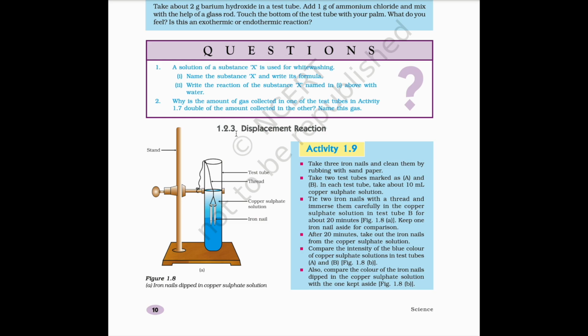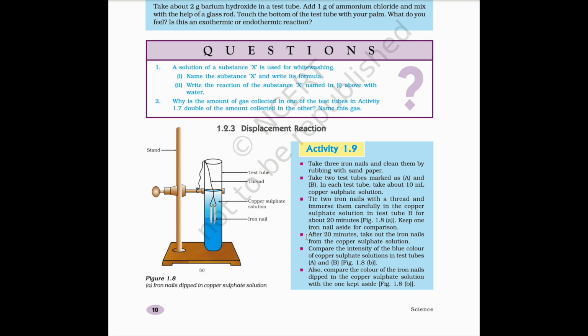1.2.3 Displacement reaction. Activity 1.9. Take 3 iron nails and clean them by rubbing with sandpaper. Take 2 test tubes marked as A and B. In each test tube, take about 10 ml copper sulfate solution. Tie 2 iron nails with a thread and immerse them carefully in the copper sulfate solution in test tube B for about 20 minutes. Figure 1.8a. Keep 1 iron nail aside for comparison.